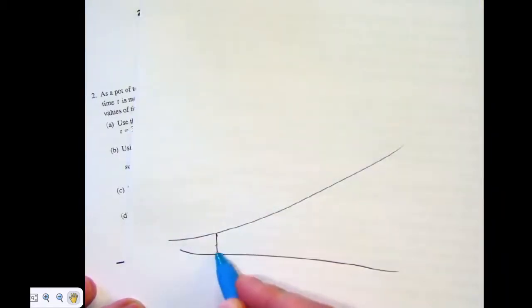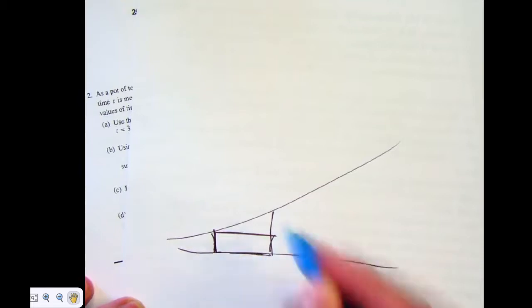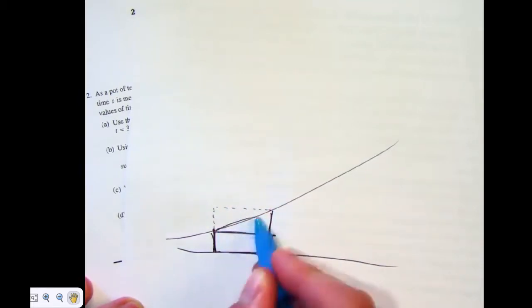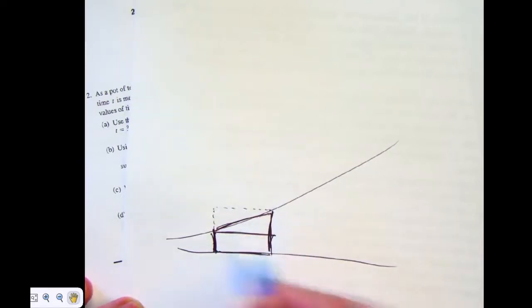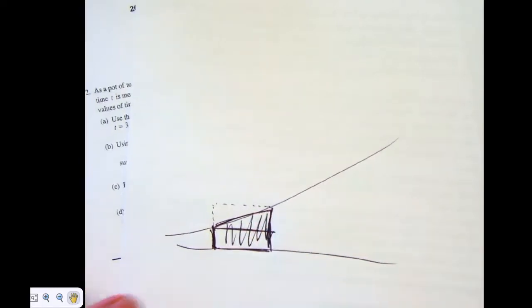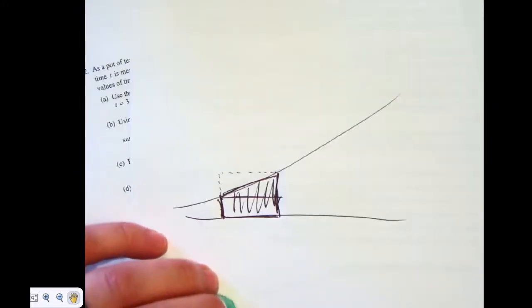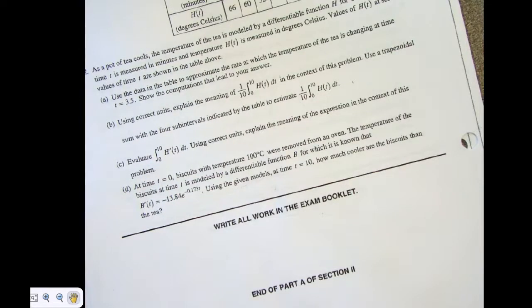If I do the left hand sum, it's going to be this rectangle. If I do the right hand sum, it's going to be this rectangle. If I average those, I get a trapezoid, which makes sense. So you get it in one.